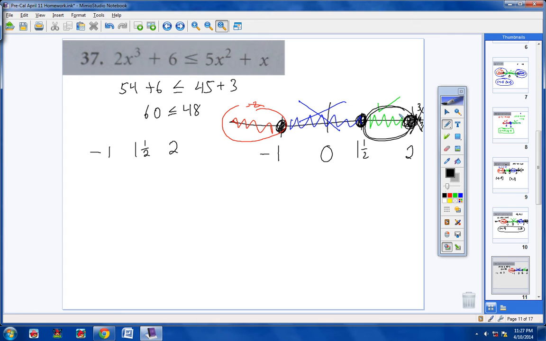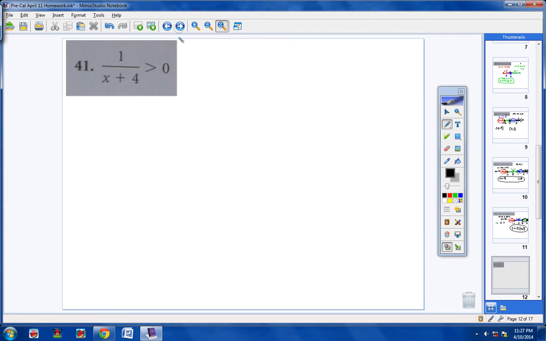So the two regions that work are the two circled ones. So your answer would be negative infinity to negative 1. That would be inclusive. And then the other section is a bounded section. It would be inclusive 1 and 1/2 to 2. Okay, so there's the answer. Let's move on to number 41. Number 41.